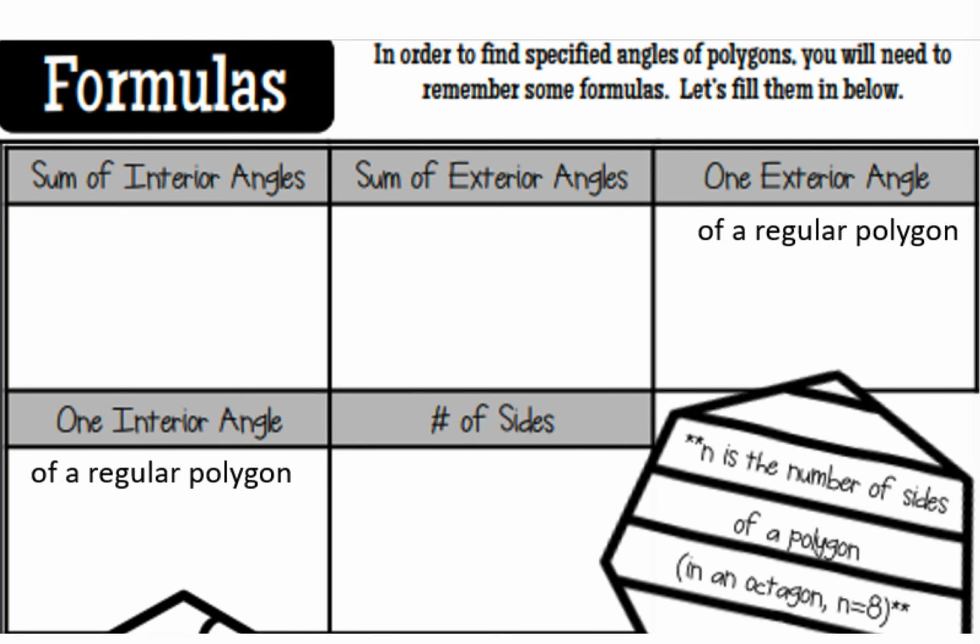All right, so here we have a chart to put in a bunch of formulas. It says, in order to find the specified angles of polygons, you will need to remember some formulas. Let's fill them in below.